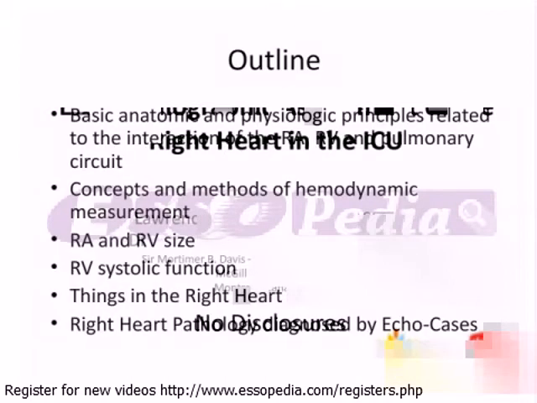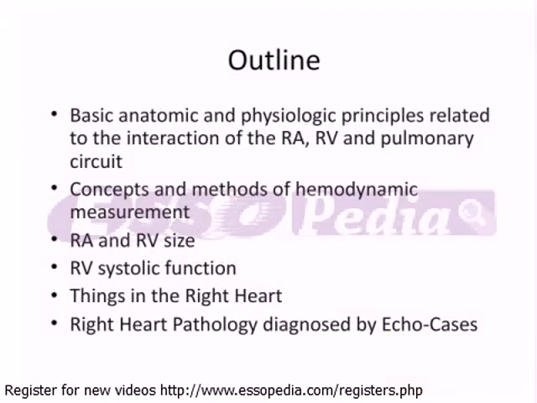The aims of this presentation are to review the basic anatomic and physiologic principles related to the interaction of the right atrium, right ventricle, and pulmonary circuit, the concepts and methods of hemodynamic measurement, how to evaluate the right atrium and right ventricular size, how to evaluate the right ventricular systolic function, to discuss some things that we see in the right heart on echo, and then to finally go through some right heart pathology diagnosed by echo in a case-based format.